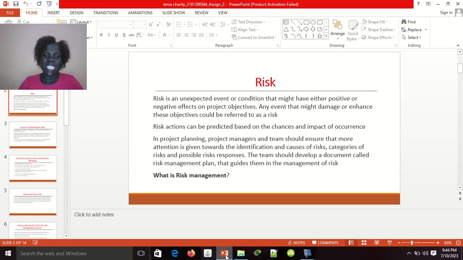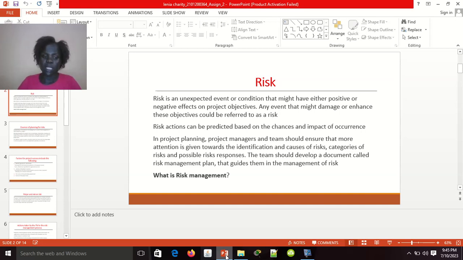Being negative means that when a risk occurs, it can damage things in a project. And being positive means that you work on that risk to achieve something big from it. So you might have a minor risk and then you work on it to get something good out of the project. Risk actions can be predicted based on chances and impact of occurrences.